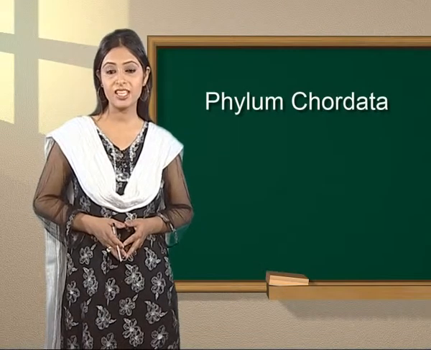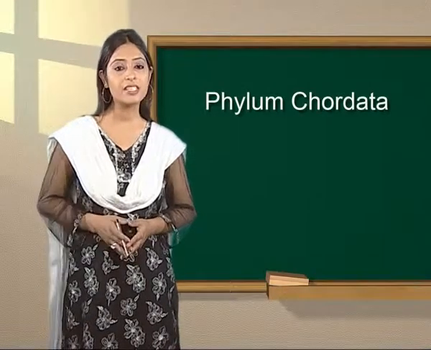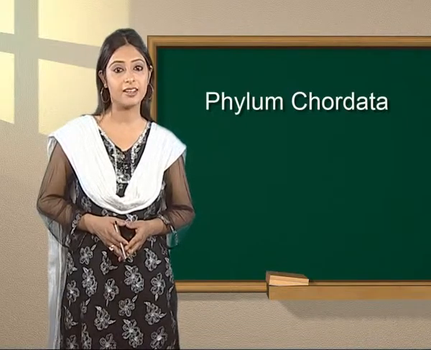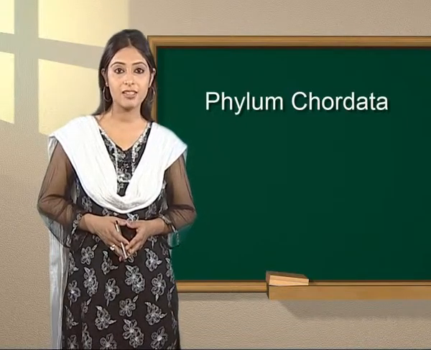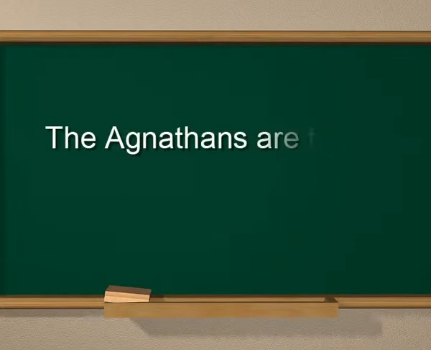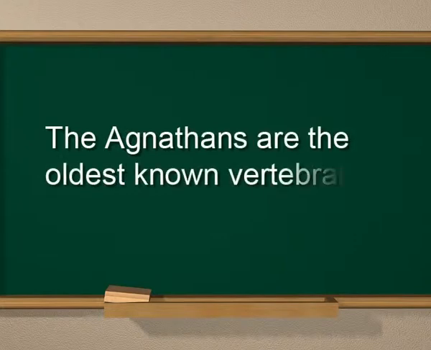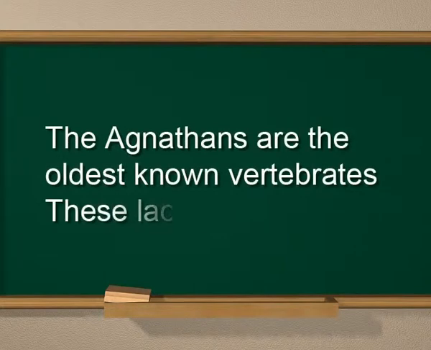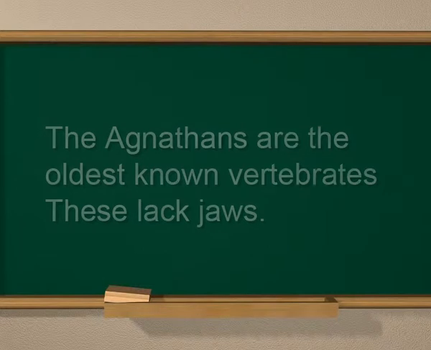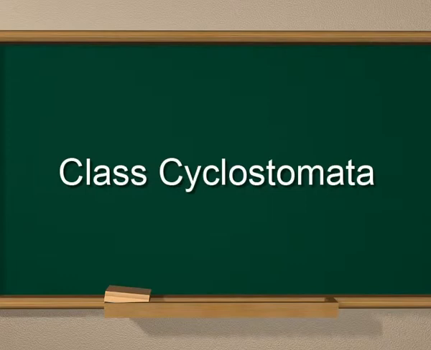The next question is, how will you describe the division Agnatha? Answer: the Agnathans are the oldest known vertebrates. These lack jaws. Agnatha consists of class Cyclostomata.